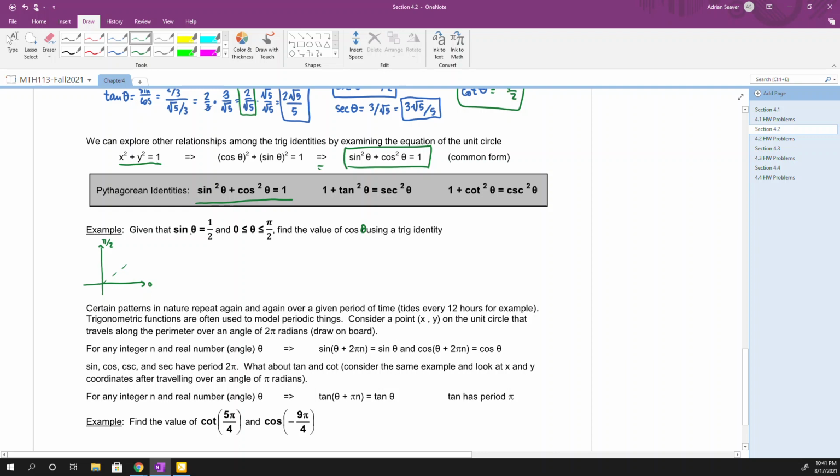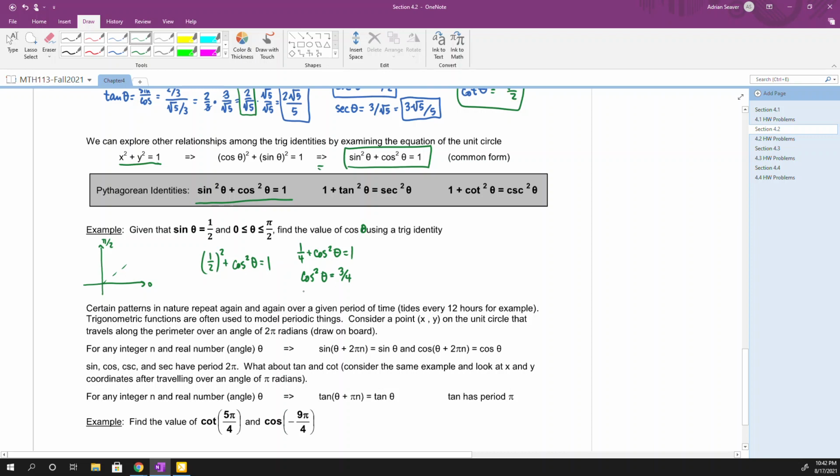That's not a whole lot of information, but if I go to my Pythagorean identity, sine of theta is 1/2, so I could plug that in here. I have 1/2 squared plus cosine squared theta equals 1. We could keep going with that a little bit. That's the same as 1/4 plus cosine squared theta equals 1. Subtract 1/4 from both sides, so I get cosine squared theta equals 1 minus 1/4, so 3/4.